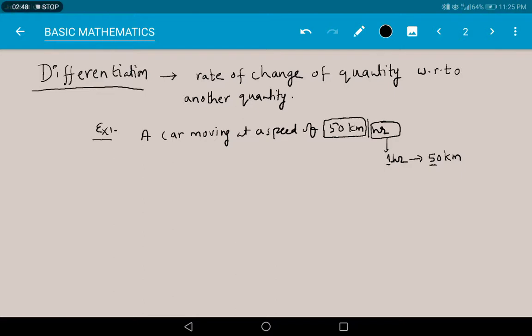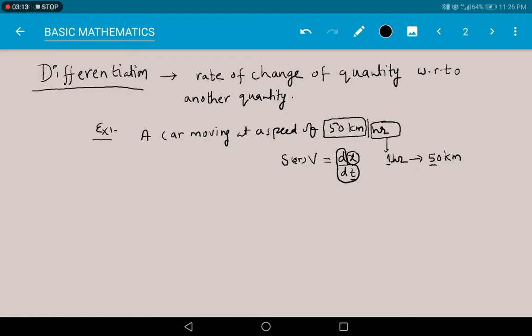So here we can write speed, or velocity, as dx by dt. So this d by dt represents the rate of change of x. That means rate of change in the distance with respect to the time.